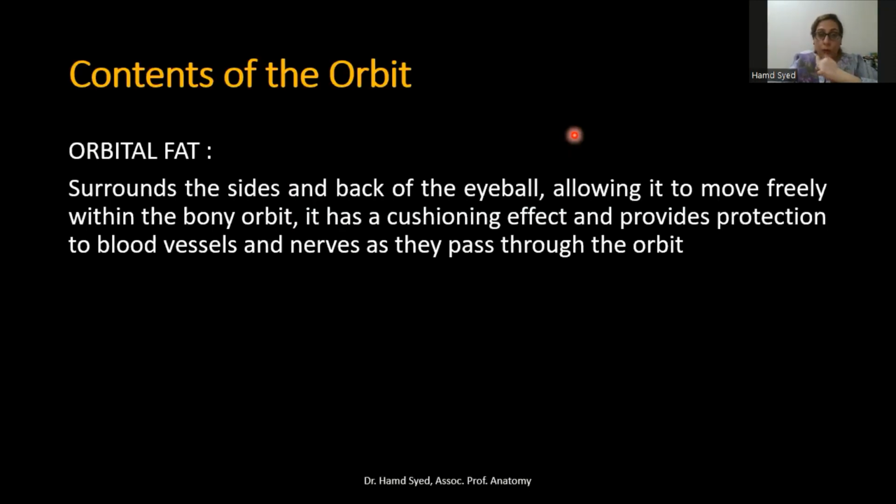Also present within the orbit is the orbital fat, which surrounds the sides and back of the eyeball, allowing it to move freely within the bony orbit. It has a cushioning effect and provides protection to blood vessels and nerves as they pass through the orbit.